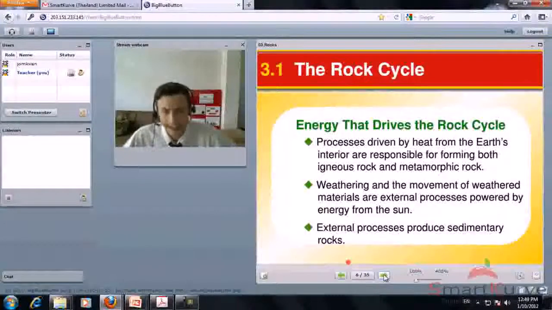All right, let's move on. The energy that drives the rock cycle, slide 6. The processes are driven by heat from the Earth's interior. We know that the inside of the Earth is very hot.